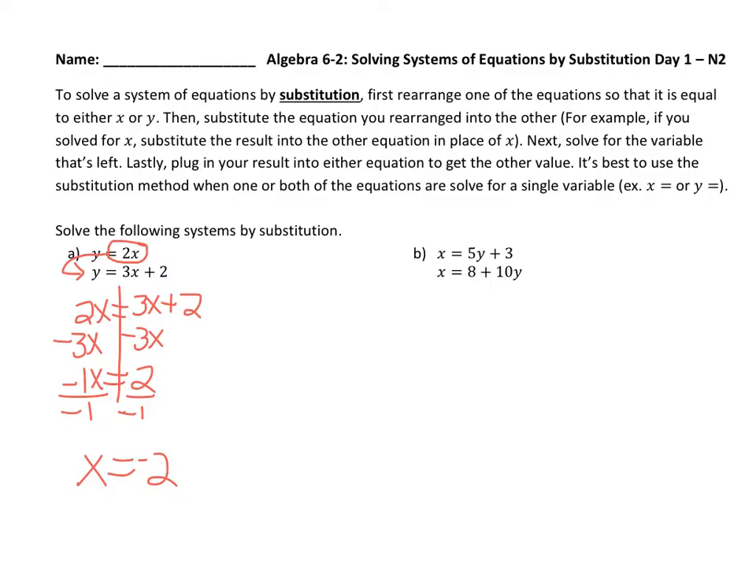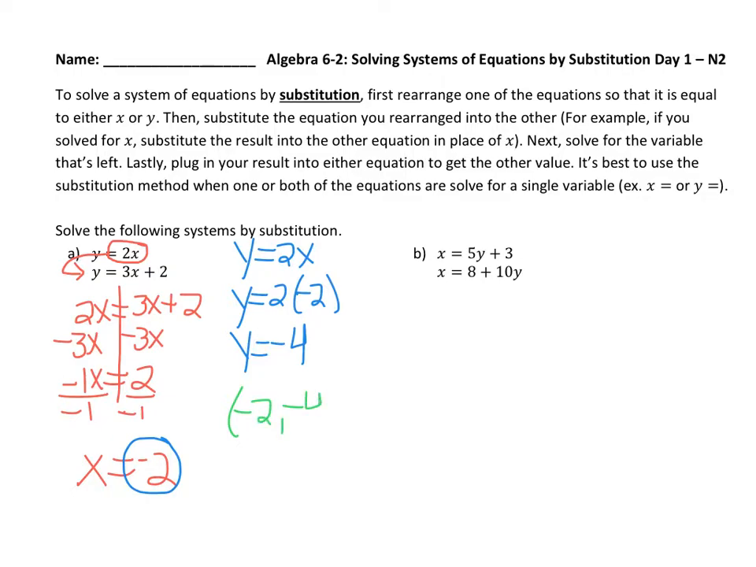So pick either equation, it doesn't matter which. I'm going to choose the first one. y equals 2x. Make sure you rewrite it. And I'm going to take that negative 2 that we got for x, and I'm going to plug it in. So y equals 2 times negative 2, y equals negative 4. And ordered pairs are x comma y. So parenthesis, negative 2 comma negative 4 is the solution. That means if I were to graph these equations like you did in the previous lesson, they would intersect at negative 2, negative 4.